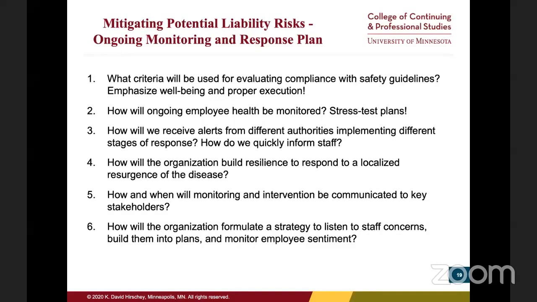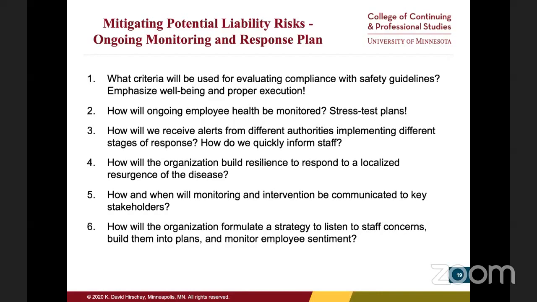There are some HIPAA and OSHA requirements that you need to be aware of. How are employees going to receive alerts from different authorities implementing different strategies or stages? Employees coming in, will they be turned away at the door? Employees that are infected or thought to be infected or call in sick? How are we going to handle and monitor and respond to those?